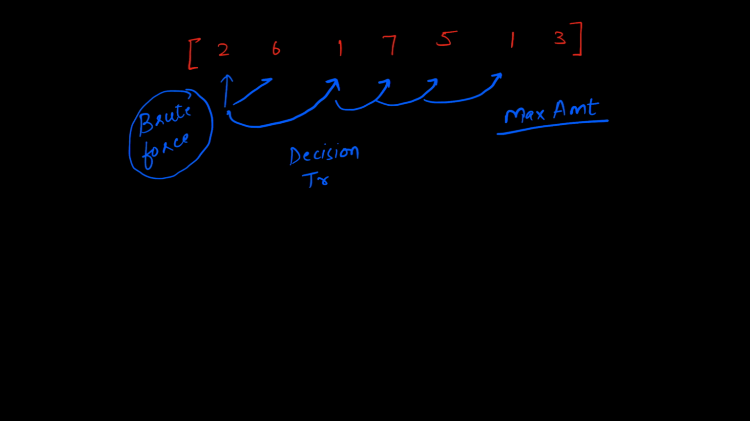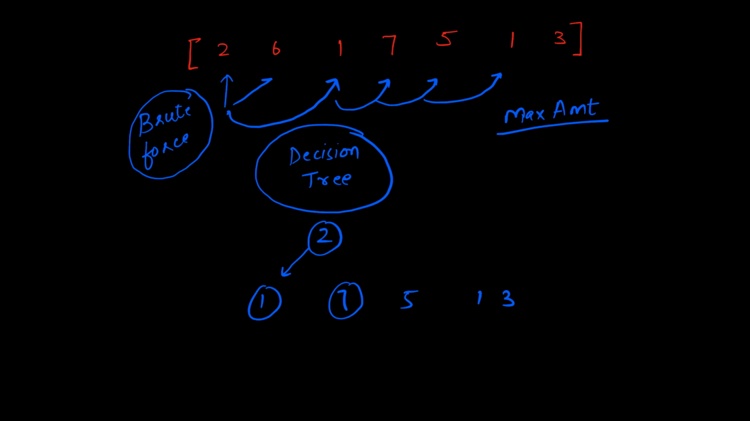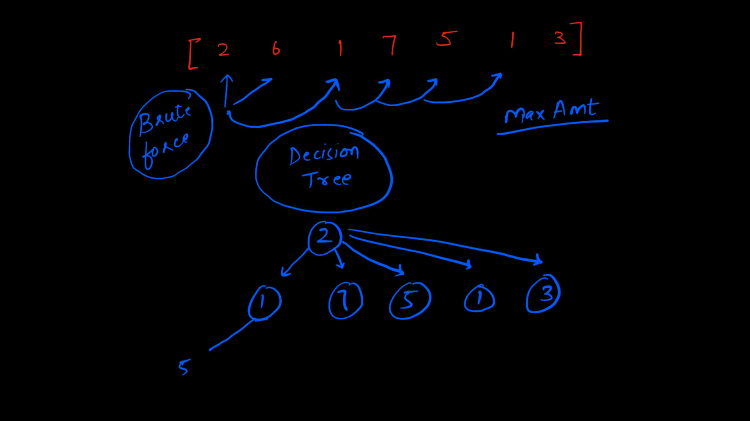In other words, we are trying to build a decision tree which will help us identify the maximum amount we can rob across all of the houses without alerting the police. The decision tree would look something like this if we start with the first home. And as we go deeper, there will be more decisions at each level. The idea is to traverse through the decision tree, record the total amount we can rob, and compare it with the max amount to make sure it is the highest.